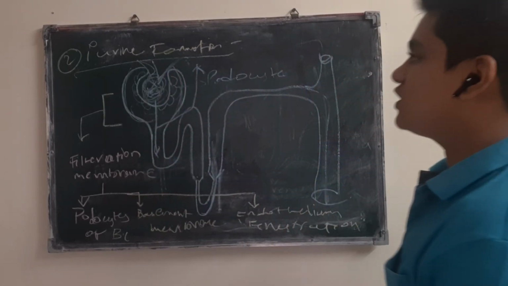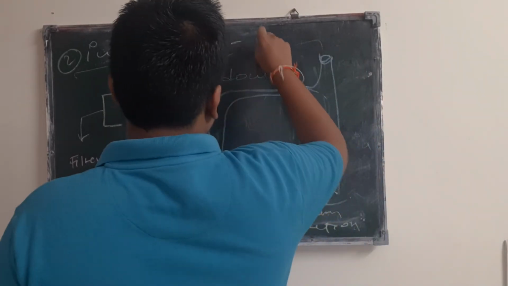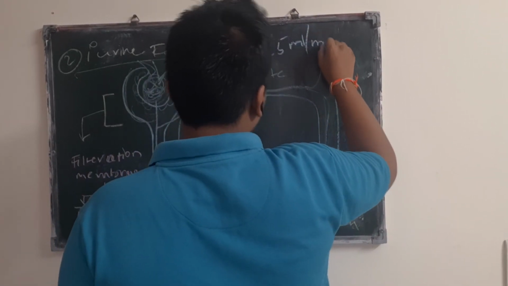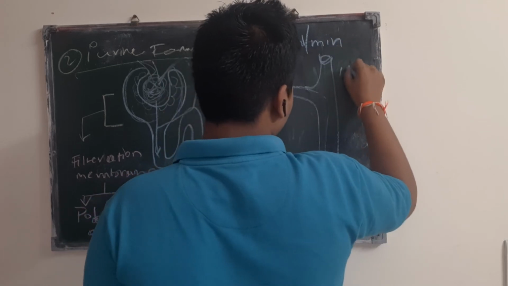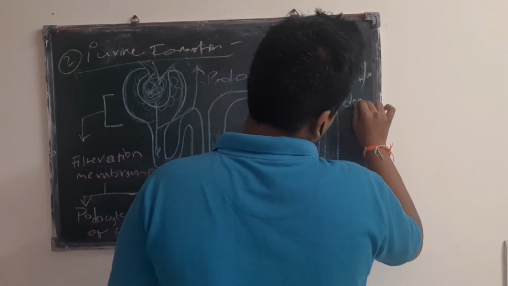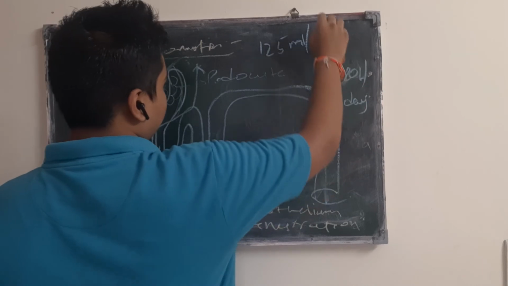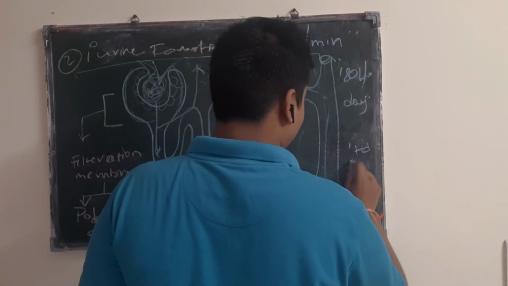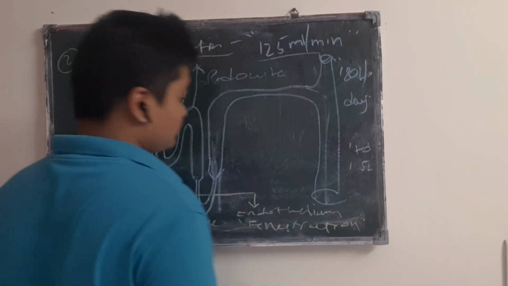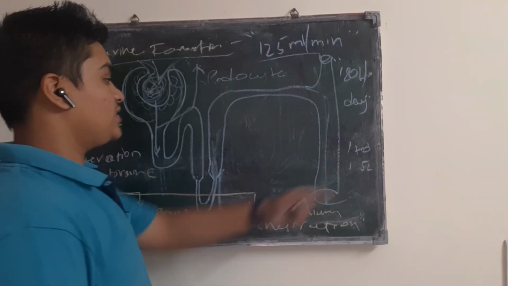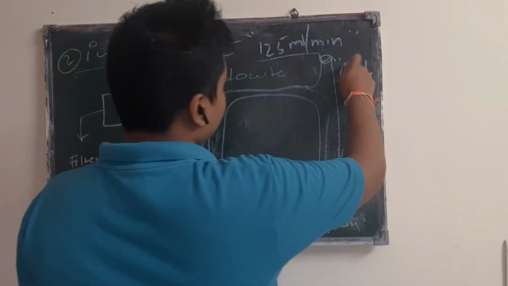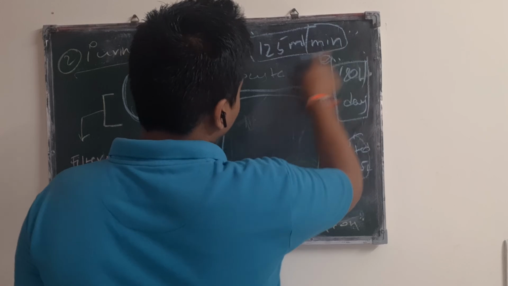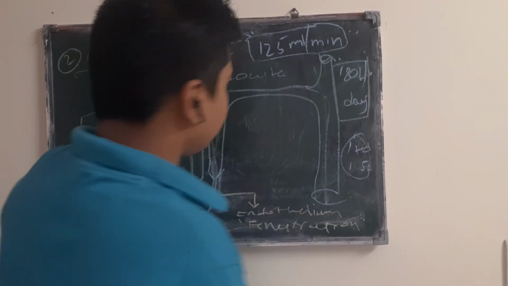And interestingly, this primary urine is formed at 125 ml per minute, and 180 liters per day. These two values you have to remember. This is very interesting. But we only excrete 1 to 1.5 liters of urine per day. Per day we only excrete this amount of urine, but the primary urine is formed at 180 liters per day. You have to remember that.